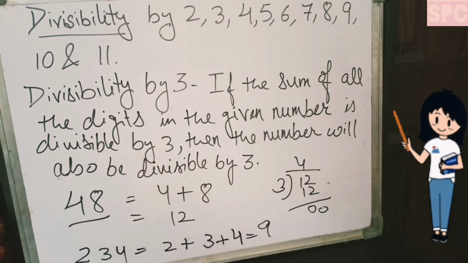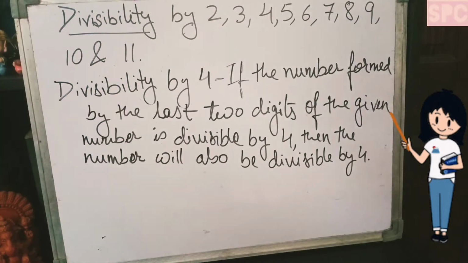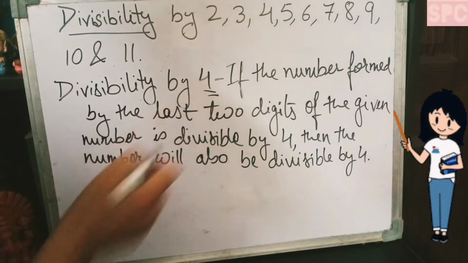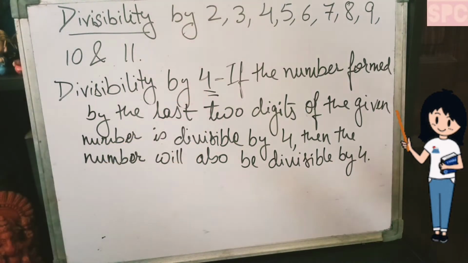Let's understand the divisibility by 4. Now children, if we want to check whether any number is divisible by 4 or not, then in that case we have to check the last two digits. The number which is formed by the last two digits of the given number, if that number is divisible by 4, then the entire number will also be divisible by 4. Let's understand this with the help of an example.